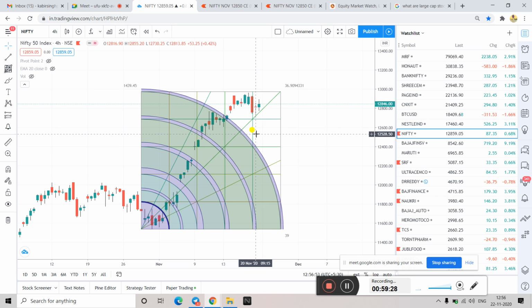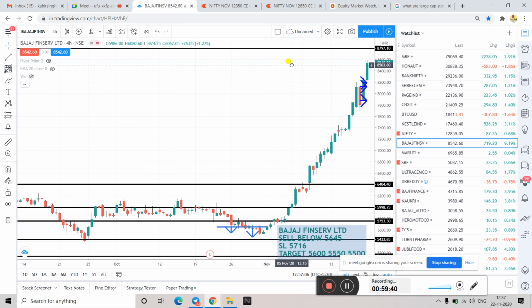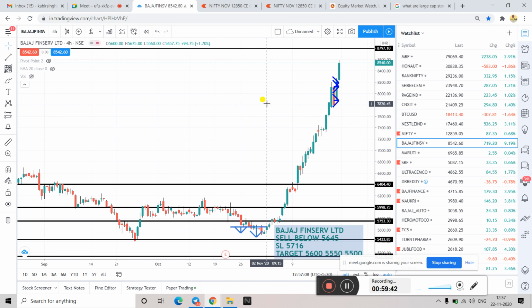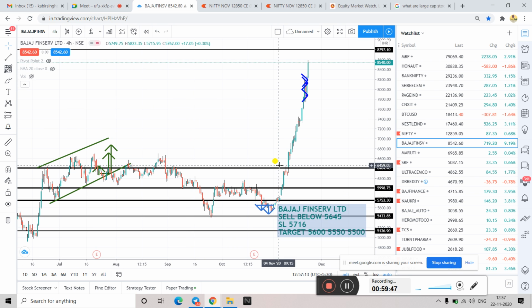Similarly, if it is going up and it has taken support here, somewhere here you can understand and book profit. Similarly, you can do it in stocks also. If I just want to do it, it has already gone a little up. If I want to connect the swing highs and swing lows, we'll ignore this part.